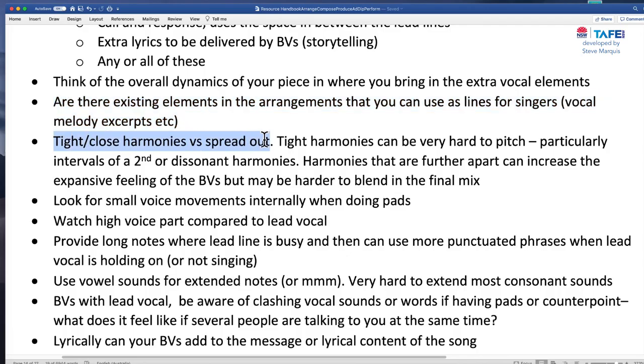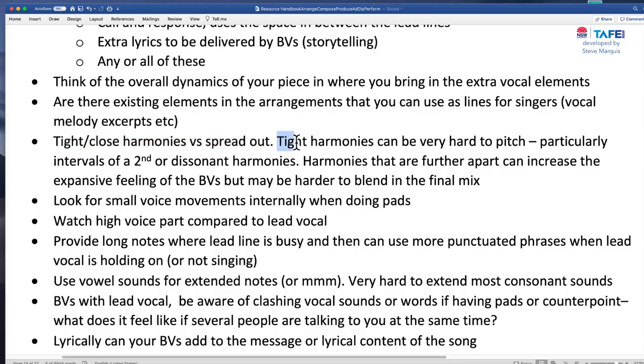Tight or close harmonies versus spread out. By tight harmonies or close harmonies, we mean where the notes are close together. So you just play the first, third, and fifth of the chord, or assign those to your vocalists, and they're right in that cluster, only a third away and a fifth away. Or could I spread them out in a more interesting way? If I do spread them out, I get a more expansive sound, but as we talked about in the introduction to arranging video, I also am risking losing the blend quality of the sound if those voices are too spread out.